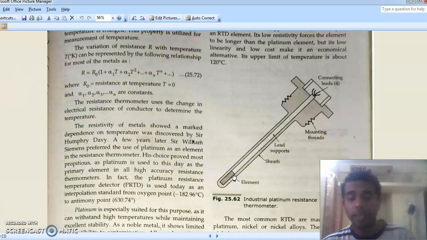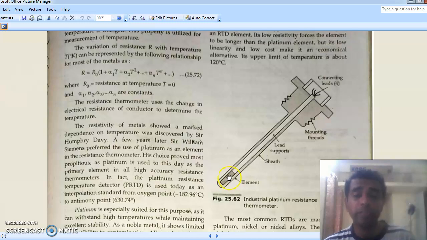One is that it should be inert in nature. That is, it should not be contaminated by some sort of chemical reactions. The meaning is it should not form oxides, metal oxides, something like that. So it should be inert. That is one quality. And another quality is that the resistance element should have very high resistivity value.